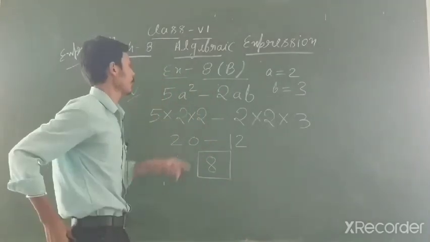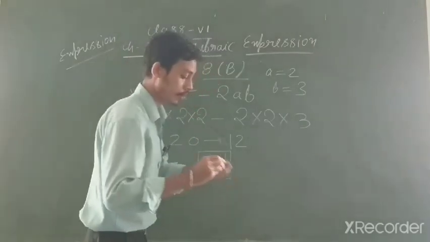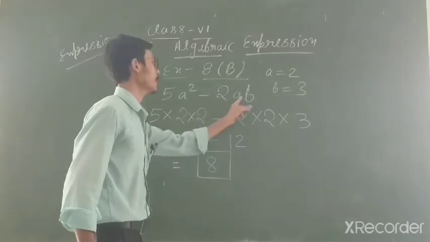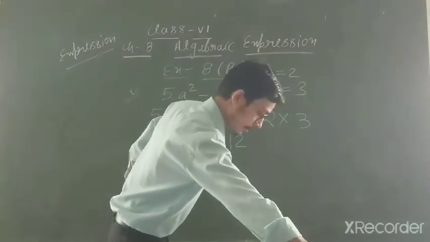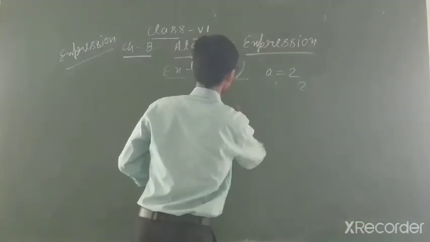Well, you have to see the equation carefully. What is given? 5a square minus 2ab. So 5a square means a multiply by a, ab means a multiply by b. I think everything is clear. Now move to the next question. All questions are the same, student. Only you have to focus.